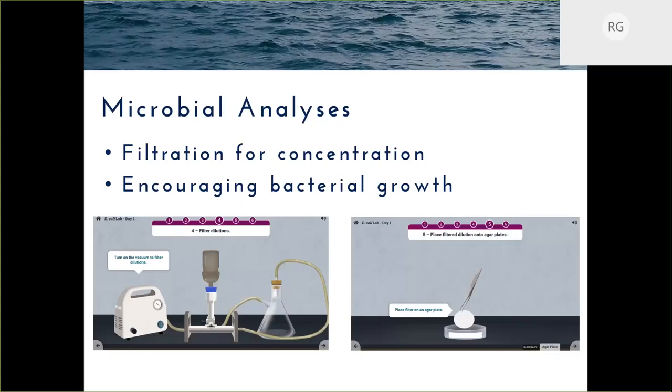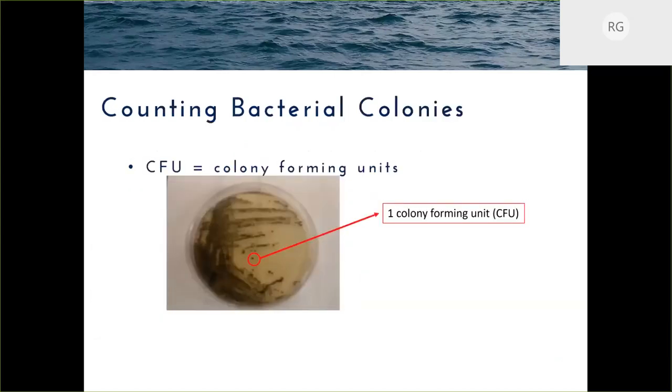The next thing we do, which is being shown in the image on the right, is we place those filters on an agar plate, and that agar contains nutrients that feed the bacteria, and they're placed in a warm environment, usually an incubator, to encourage them to grow large enough so we can see them with the human eye, so we can count them. And this is an example of an agar plate that was used to grow bacteria in the lab. And what you're seeing here is how we actually count the bacteria in the lab.